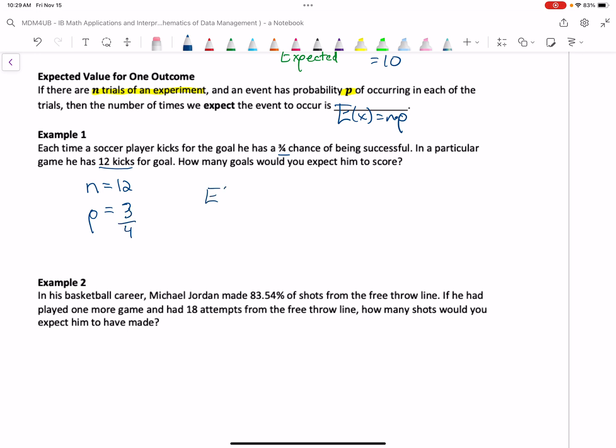So my expected value, E of x, will be n times p, of course, which is just 12 times 3/4. And you can punch that in or work this out. What's 3/4 of 12? 9. So we expect him to score 9 times.